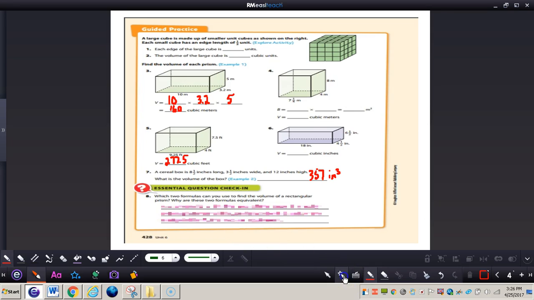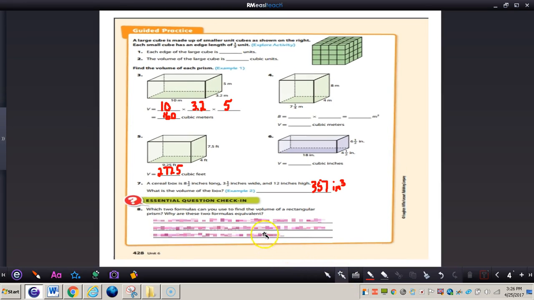Let's wrap up the video with the essential question check-in. It says, which 2 formulas can you use to find the volume of a rectangular prism? Why are these 2 formulas equivalent? We have volume equals length times width times height, and volume equals base times height. The area of the base, B, is really length times width, and since both B and length times width are multiplied by height, the 2 are equivalent.